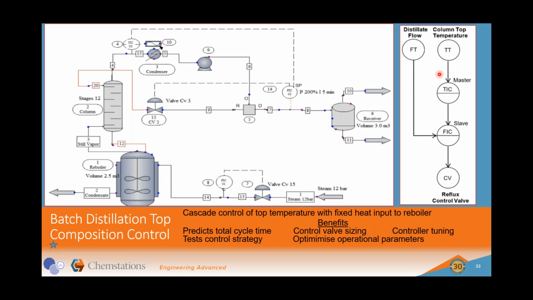For those of you not familiar with process control, what we're basically doing is we're measuring top temperature through a controller. We're measuring the flow to another controller, and this temperature is setting the set point of the master controller, which is just in the valve. So with a model like this, you can predict total cycle times. It helps you with control valve sizing. You can optimize parameters, and you can do controller tuning as well.